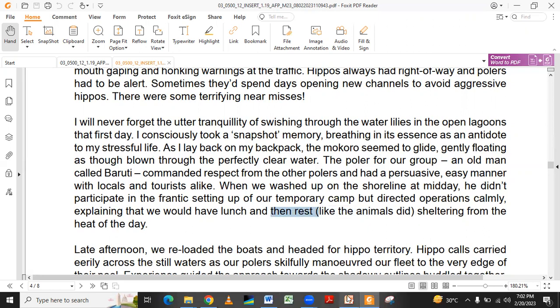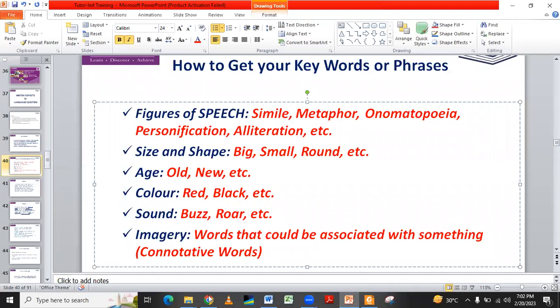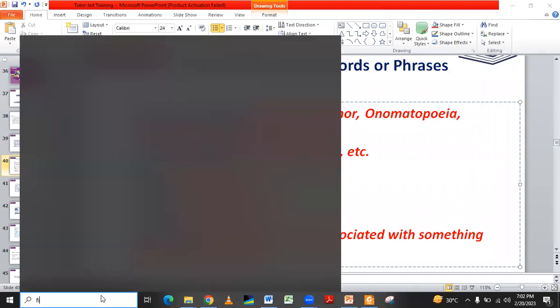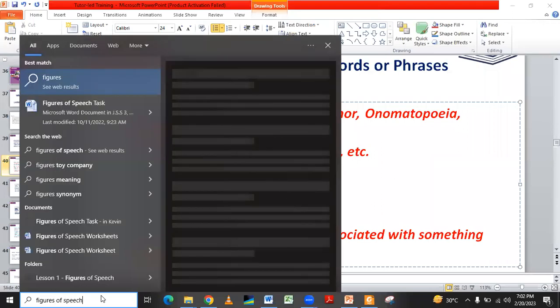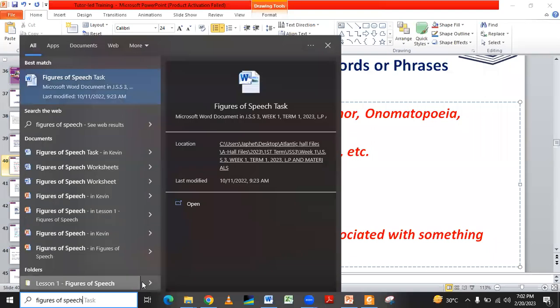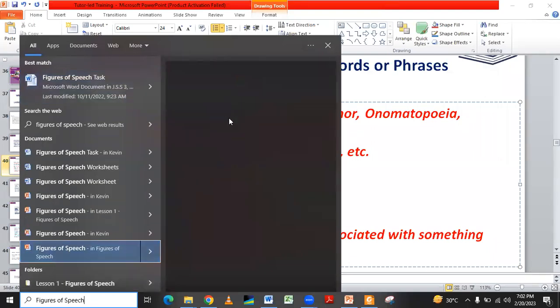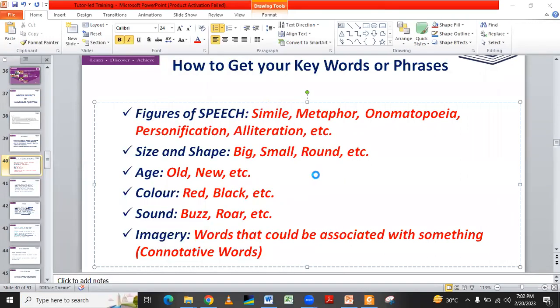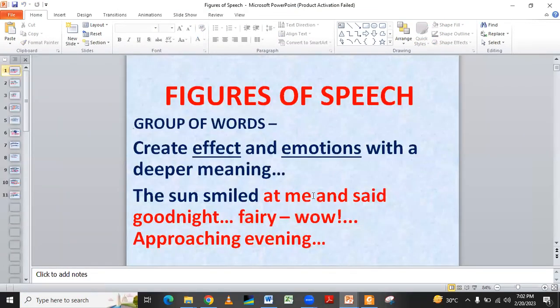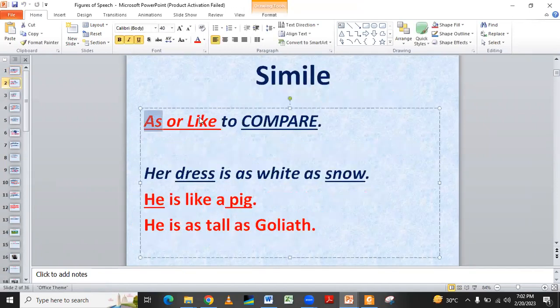Okay, let me explain the figures of speech for you. Let me try and rush figures of speech because you need it. It is a key feature. I will just rush it so that you will understand. Now, simile, you use as or like to compare 2 things. For example, her dress is as white as snow. You are comparing the dress with snow. The dress and the snow, they have something in common. What is it? They're white. Thank you. So anywhere you see as or like to compare 2 things is simile.